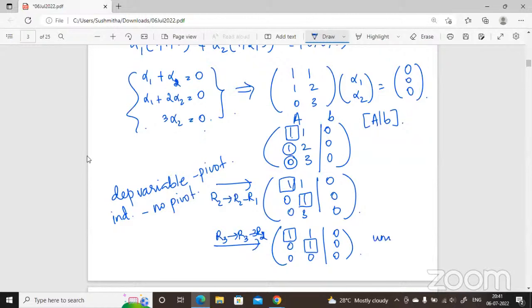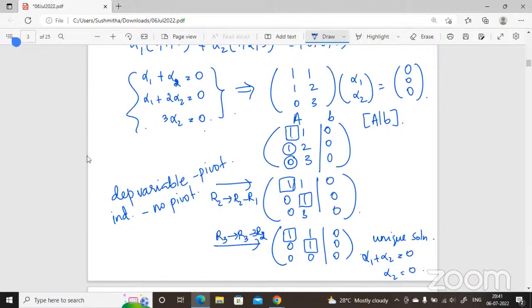So this is going to give me a unique solution, right? All variables are dependent. In fact, this system reduces to alpha 1 plus alpha 2 is equal to 0, alpha 2 is equal to 0, right?